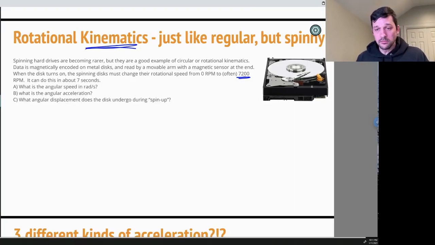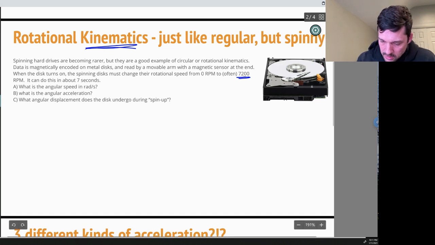RPM. You just need to keep it. And it can go from being off to being at operational speed in about 7 seconds. So let's try and crunch a couple of numbers. What is the angular speed in radians per second when it's at full operational speed?